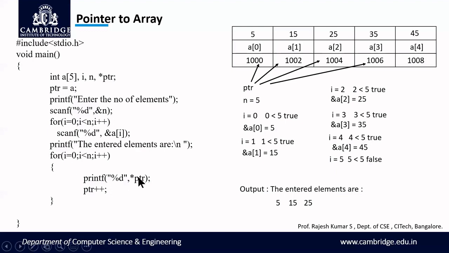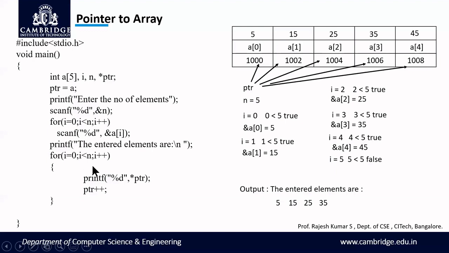When we come inside the for loop, in this particular address, what is the address? 1006. What is the value present? 35. 35 will be printed on the monitor screen. Again, the pointer is incremented to this particular location. Again, I gets incremented. I will become 4. 4 is less than 5.